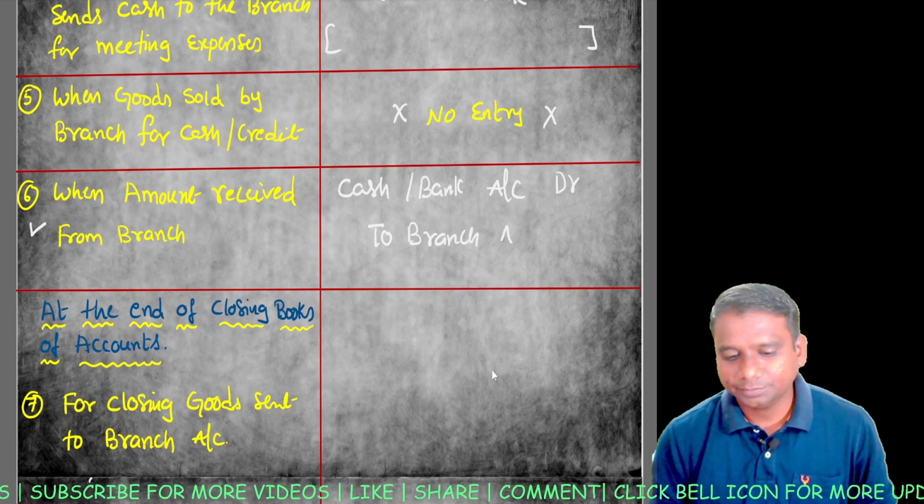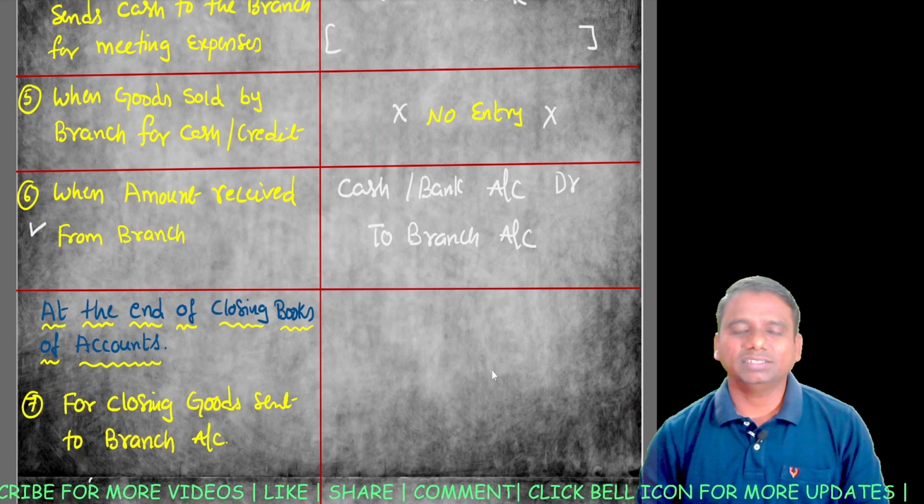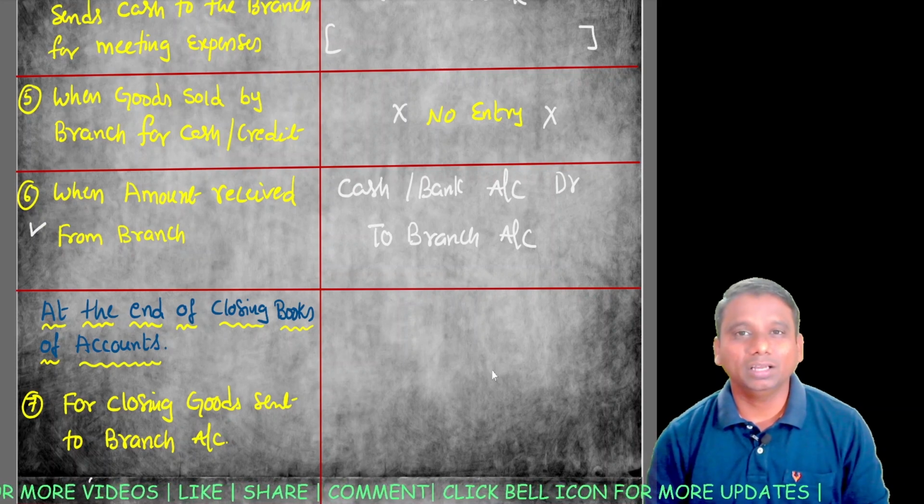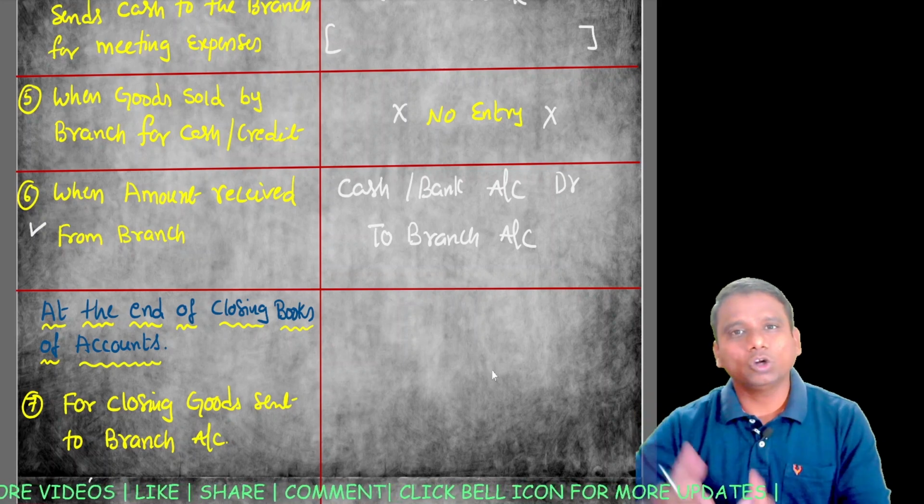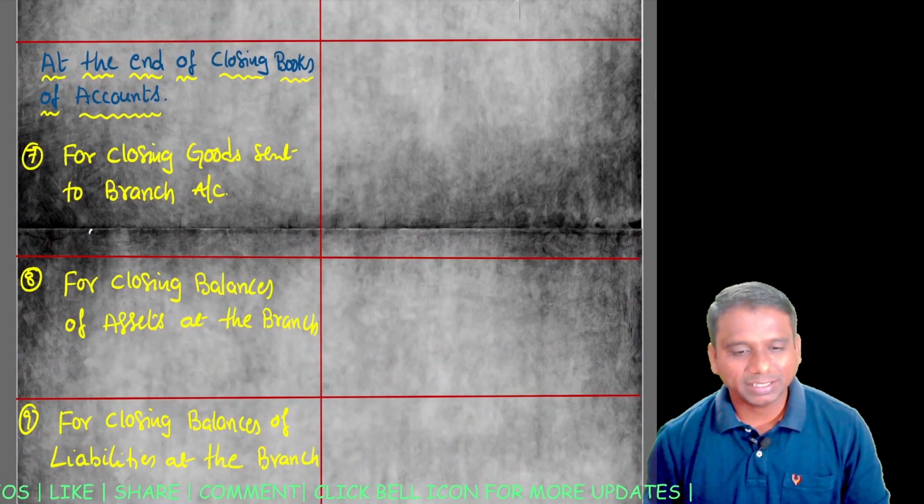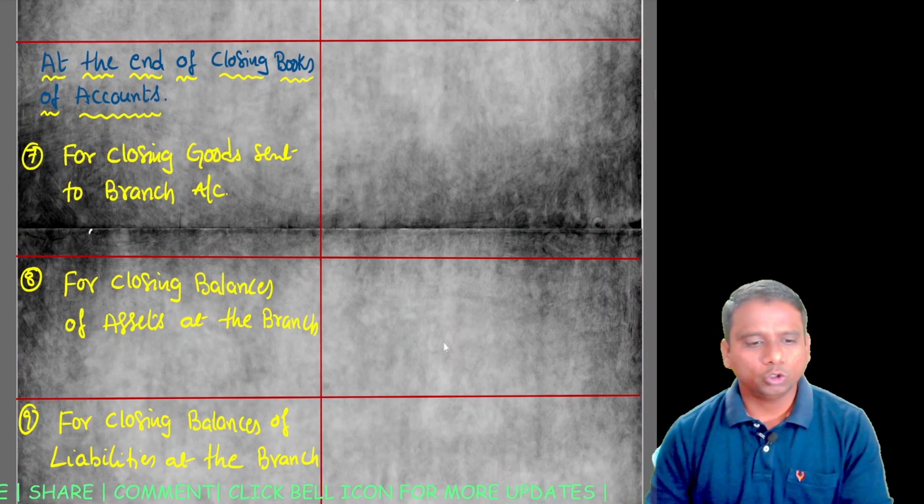Hope you are understanding. Next one is what? So these are the various transactions that happen during the year. Now at the end of the year, what are the transactions and entries? Look at the end of the year, or at the end of closing books of accounts.